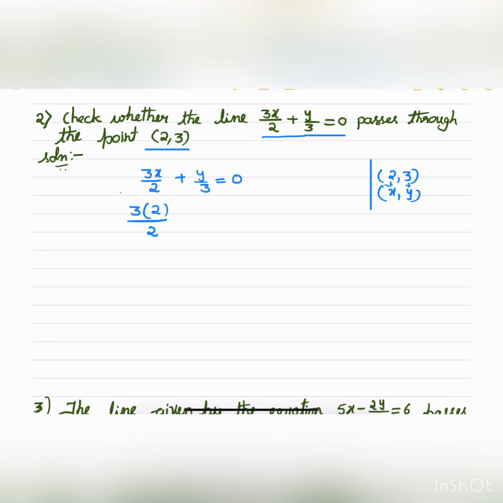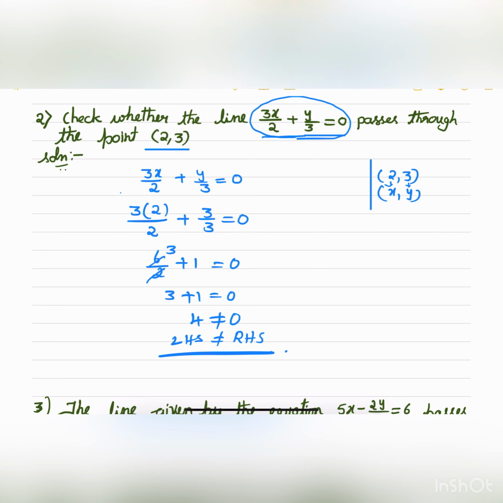3 × 2/2 + 3/3 = 0. Now this is 6/2 + 1 = 0. 2 ones are 2, 2 threes are 3, plus 1 equals 4, which is not equal to 0. Hence LHS is not equal to RHS. Therefore, this line does not pass through the point (2, 3) since LHS is not equal to RHS.